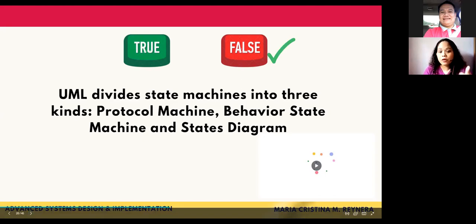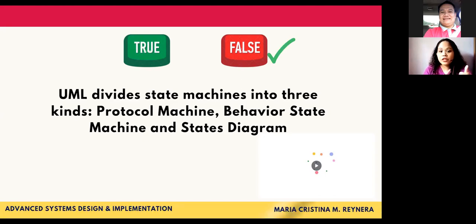So what are the 2? We have the behavior and what is the other one? Protocol. Yes, correct. Thank you so much. So we only have 2.